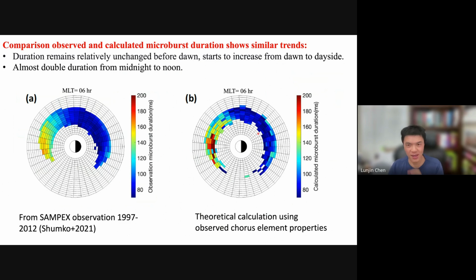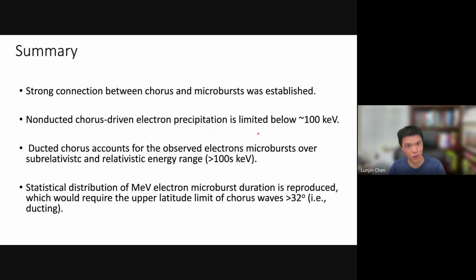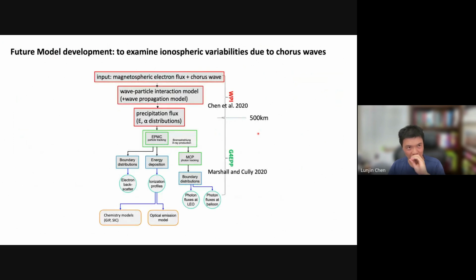But I think I will move forward to the future work. Okay, I think maybe you are more interested in this. What I just told you is the process occurring in the magnetosphere. So we have electron flux and electron bounce motion in the magnetosphere, and then you add chorus wave, and we have a model of the wave-particle interaction, and then we add the wave propagation physics. We can simulate the precipitation flux at any location as a function of energy, pitch angle, and time.